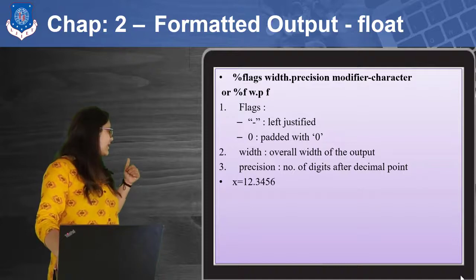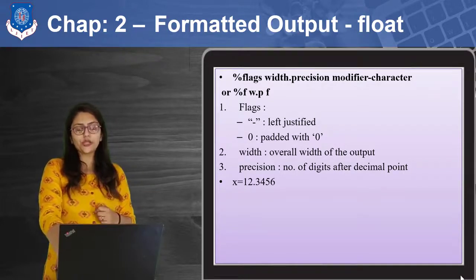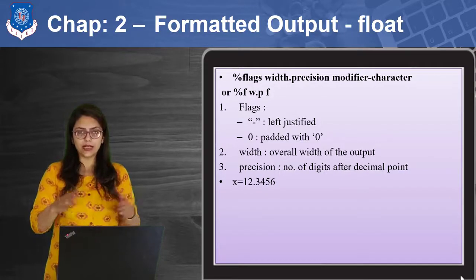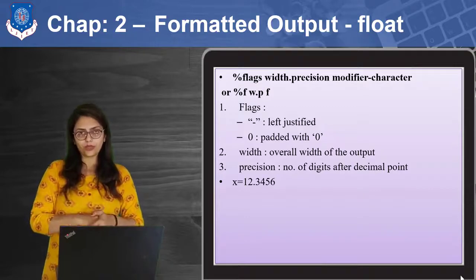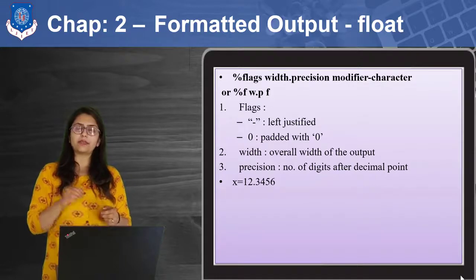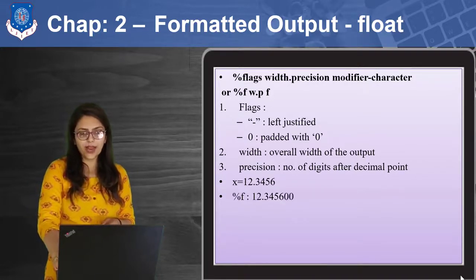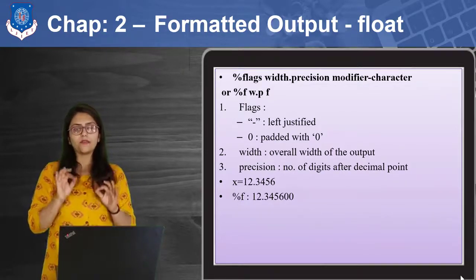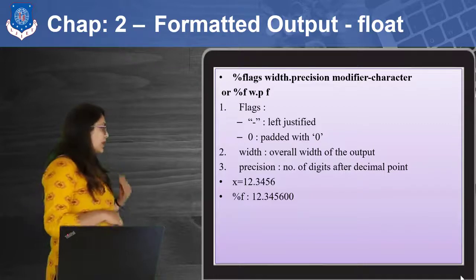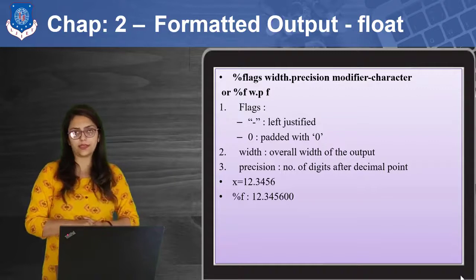So here in my case, x is equal to 12.3456. You can see a total of 6 digits are there, and after the decimal I have written 4 digits. This is one entire number. Now what if I am just printing this number with %f? You know that it will be written as 12.345600, because if I am not mentioning anything, %f will print up to 6 decimal places.